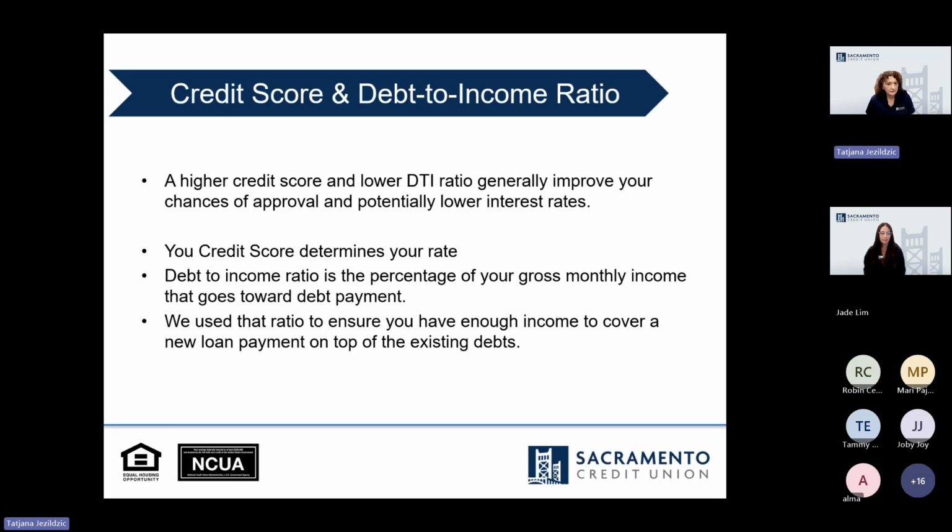Your credit score determines your rate. Your debt to income ratio is the percentage, like I said, of your gross monthly income. We use that ratio to ensure you have enough income to cover a new loan payment on top of your existing debts. The last thing a credit union wants to do is put you in debt you cannot afford. That's why debt to income ratio exists.